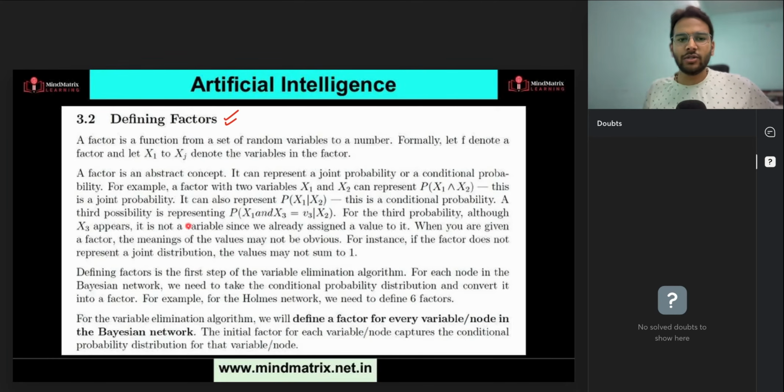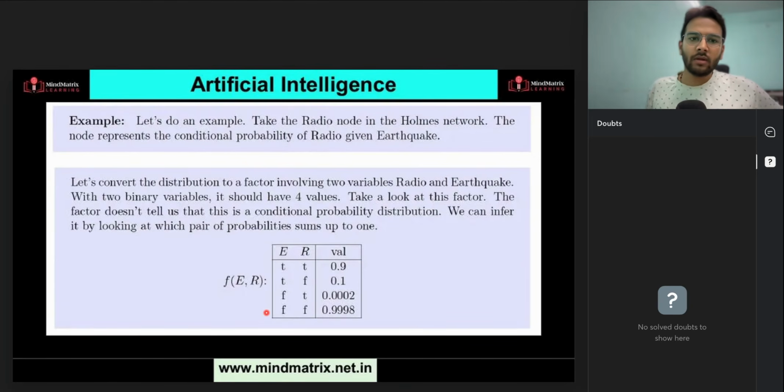So we define the factors. You have already seen how we are defining the factors. You can just give it a read if you want. If not, you have understood the point, like how we are defining the factors, f1, f2, f3, and so on. Here also they have given you the factor, f of e comma r. So this is the factor of 2 variables. It is going to have values for whatever possible values we can have for e and r. So this is the conditional probability distribution given to you.